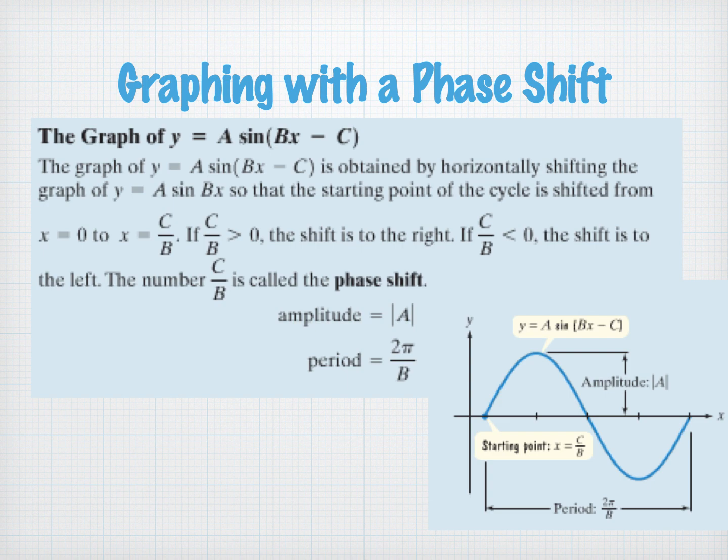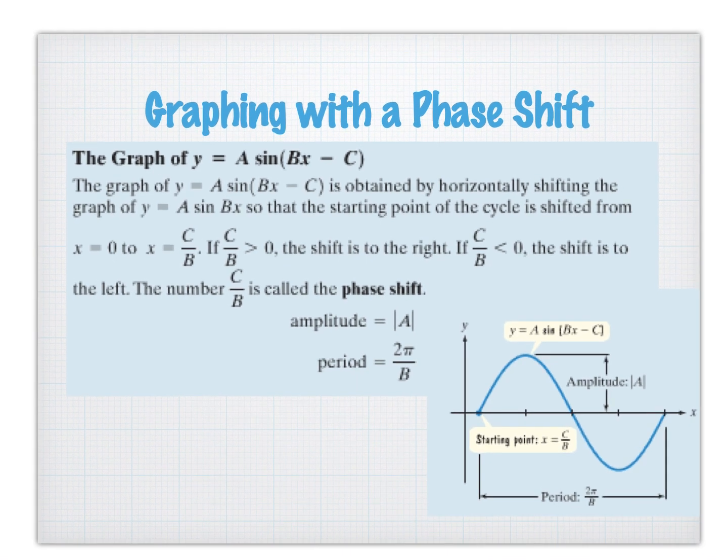Now we're going to deal with a phase shift, and a phase shift is a left-right shift or a horizontal shift, okay? And so really this will introduce the last type of change that we're going to talk about right now. So we know that, again, the A value is our amplitude, how high or how low our graph goes. If it's negative, it's the reflection over the x-axis. The B value changes our period.